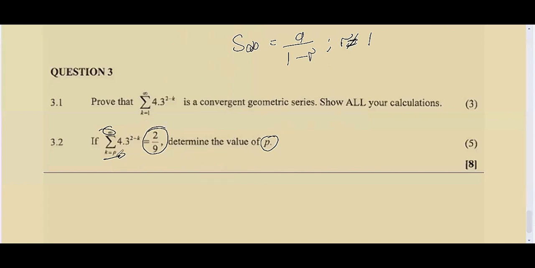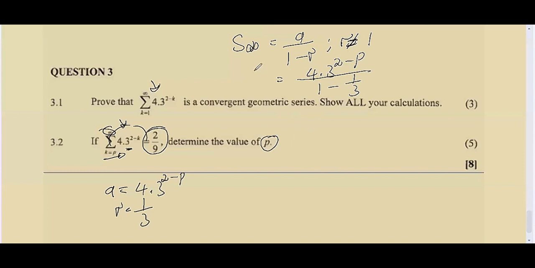So we can find the value of a by substituting the p, because now it's saying start from p all the way to sum to infinity. So you can say 4 times 3 to the exponent of 2 minus p. So this will be your value for a. But then remember the r, we just calculated the r. Remember, this series here is the same series as that one. So our r is equal to 1 over 3, right? So now we have sum to infinity a. Can substitute the value of a as 4 times 3 to the exponent of 2 minus p. And then here we have 1 minus 1 over 3. But then our sum to infinity we've been given as 2 over 9.